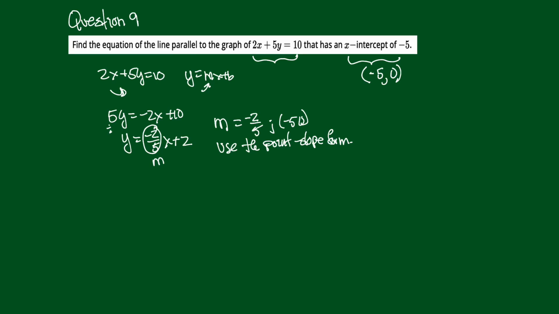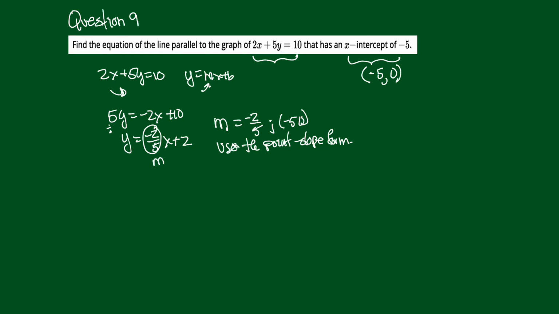Now, before we go any further, just keep in mind that this is not the equation of our line. This equation here is not the equation of our line. Our line is parallel to this line. Now, parallel lines have the same slope, so that's why I found the slope. So our line is going to have slope negative 2/5 and pass through this point right here.